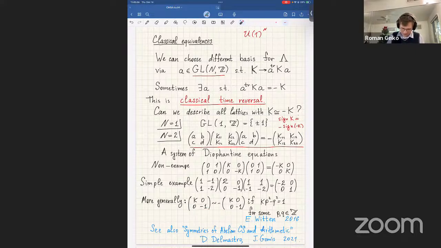So there is an odd number on the diagonal. And these equations have solutions for the diagonal K matrices if and only if K solves this. This is called Pell's equation, or negative Pell equation. It was allegedly pointed out by Edward Witten in 2016. And you can find more such solutions in this nice paper by Del Monte and Gomez, the symmetries of Chern-Simons in arithmetic. They consider 2x2 K matrices and found when they are classically time reversal and quantum.